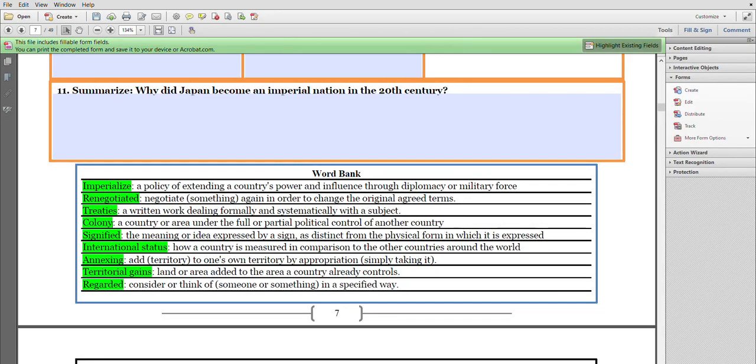Word bank once again for the text if you don't know any of the words. I highly recommend you utilize the word bank, especially for your answers.